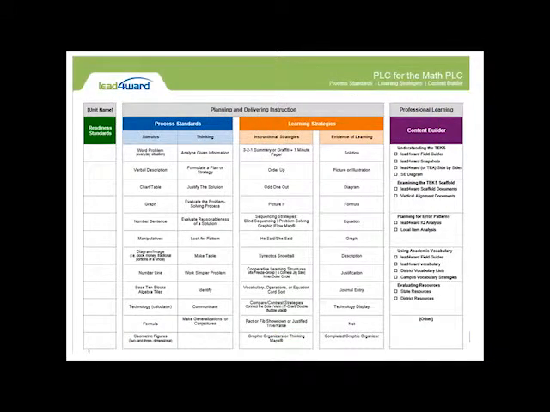The Now What piece of the PLC curriculum preview starts with using the Math PLC page as a tool for creating lessons.